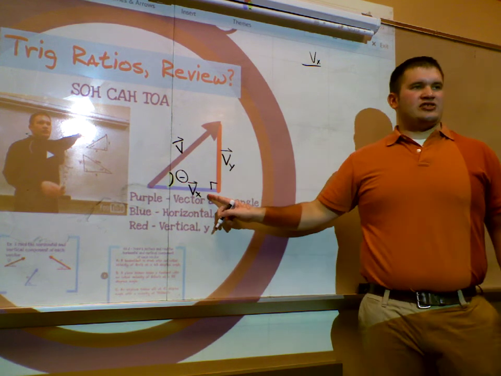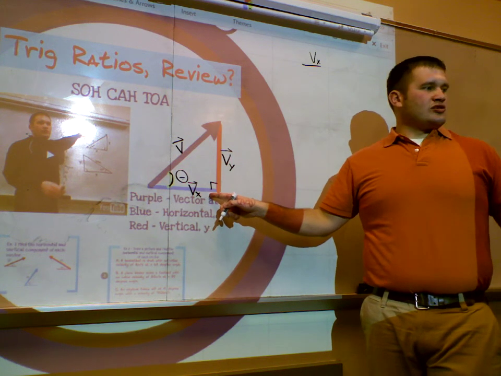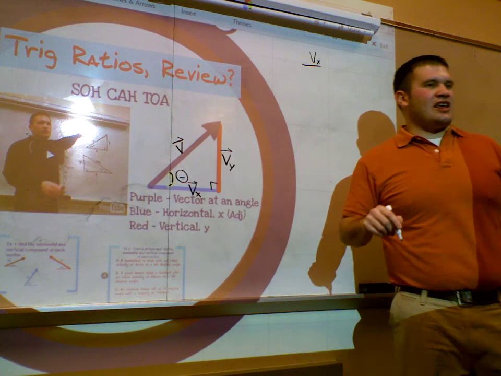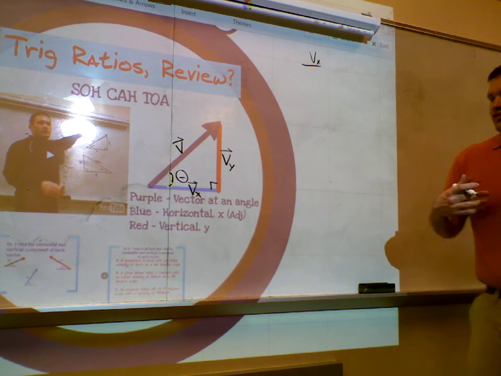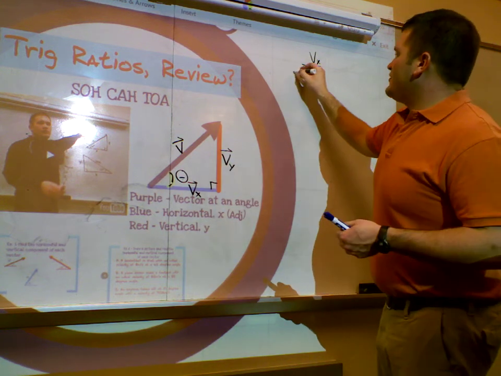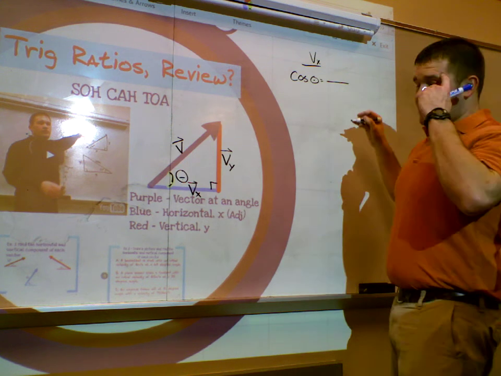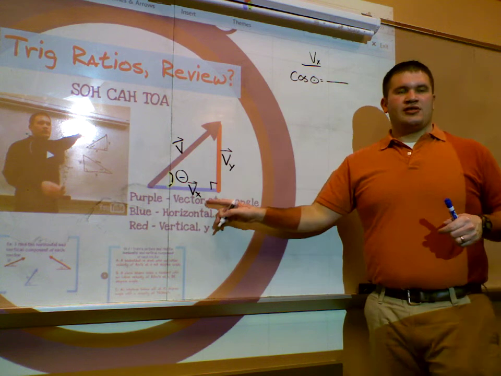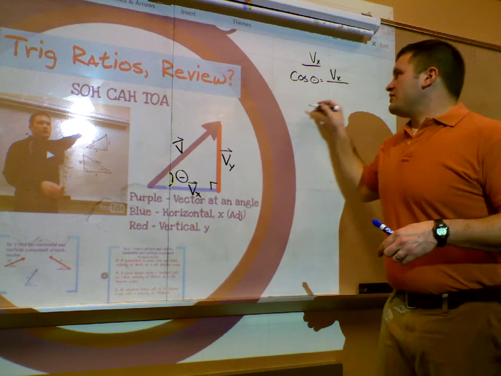If I want to find an equation for Vx, and I want to use V and theta, Vx is right here. Should I use sine, cosine, or tangent? Cosine, right? Because this is adjacent to theta, isn't it? It's next to theta, right? So I should use cosine. So I know cosine theta equals opposite, or not opposite, my bad, equals adjacent, which is Vx, over hypotenuse, which is V.